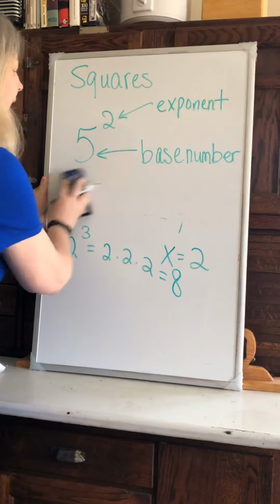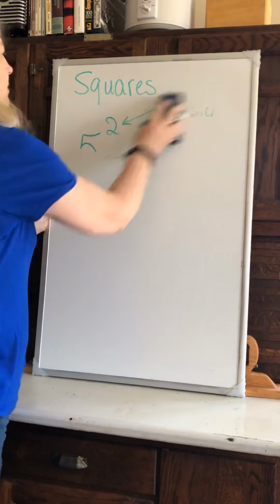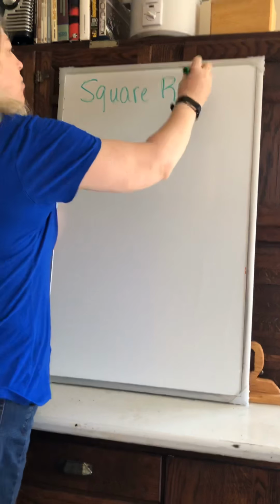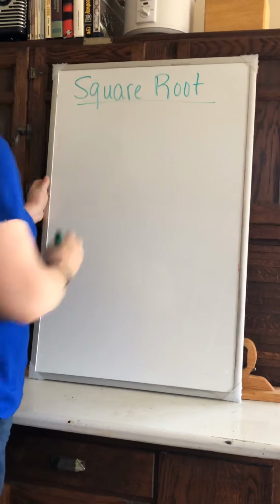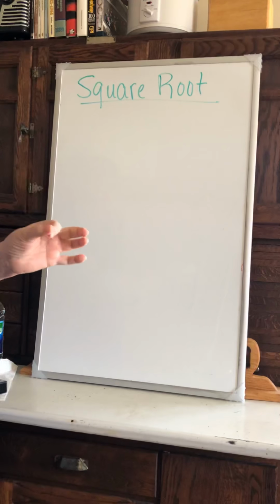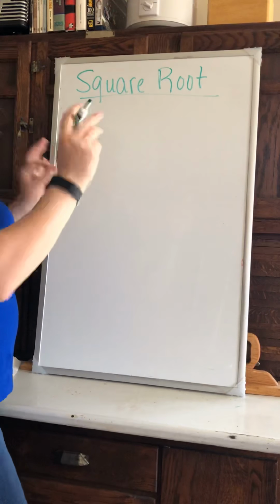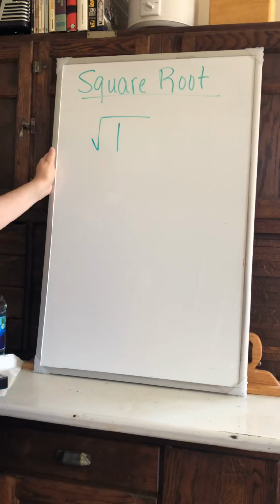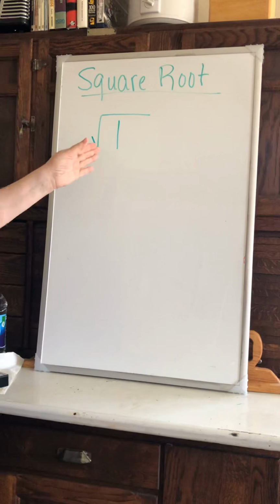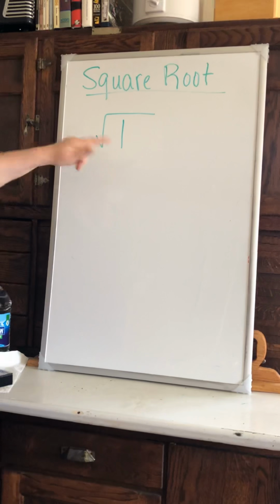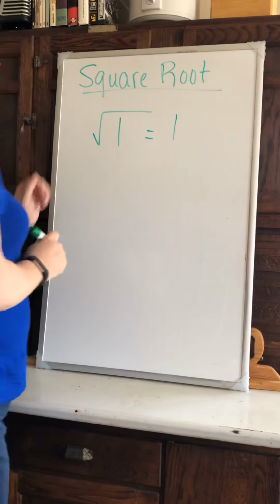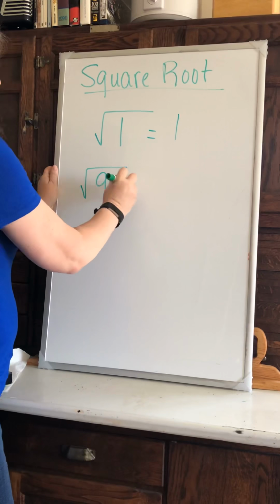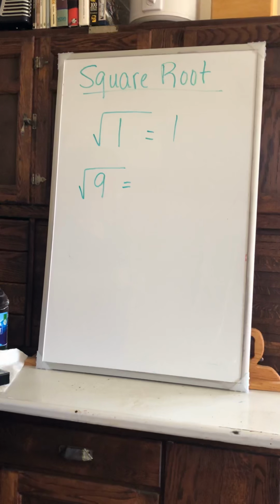All right, so next we're going to look at square roots. Now, a square root is going to be a number times itself, and that's going to be what your answer is. So if I say, what's the square root of 1? Well, what times what equals 1? Well, the square root of 1 equals 1. How about the square root of 9? What times what equals 9? Well, it's 3.